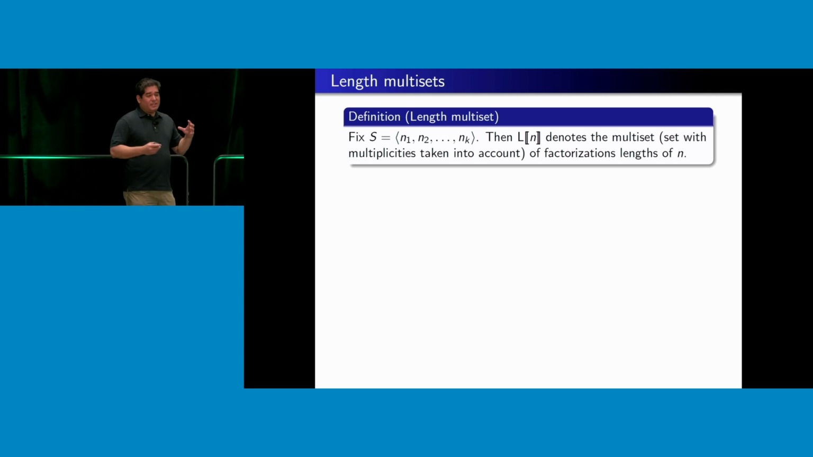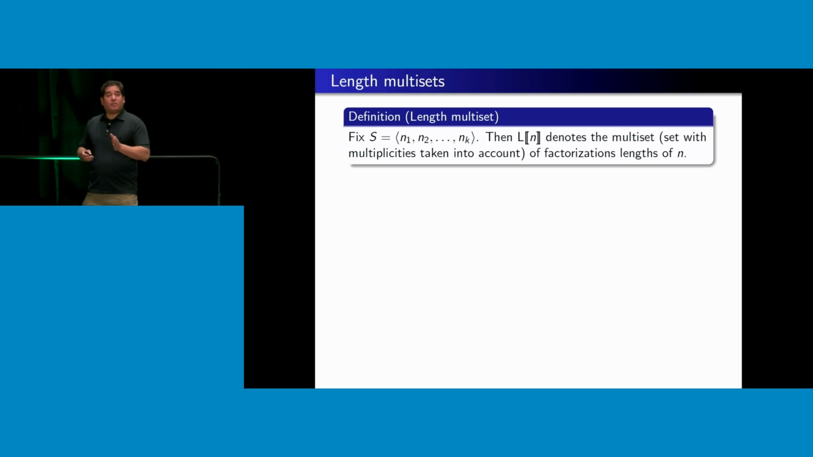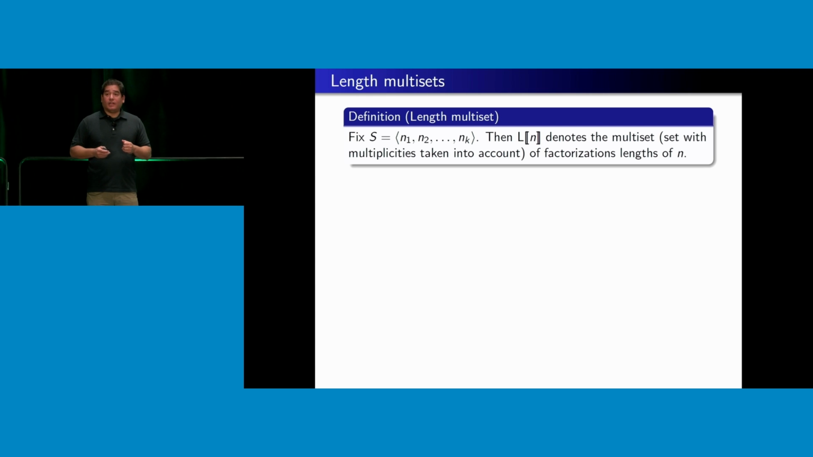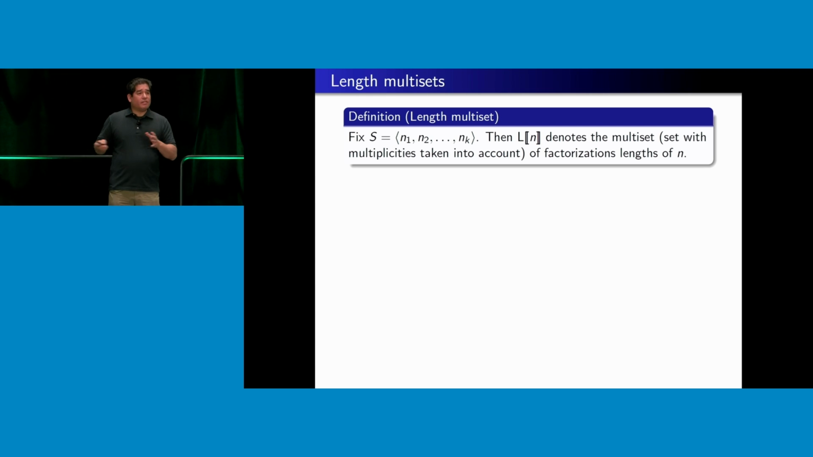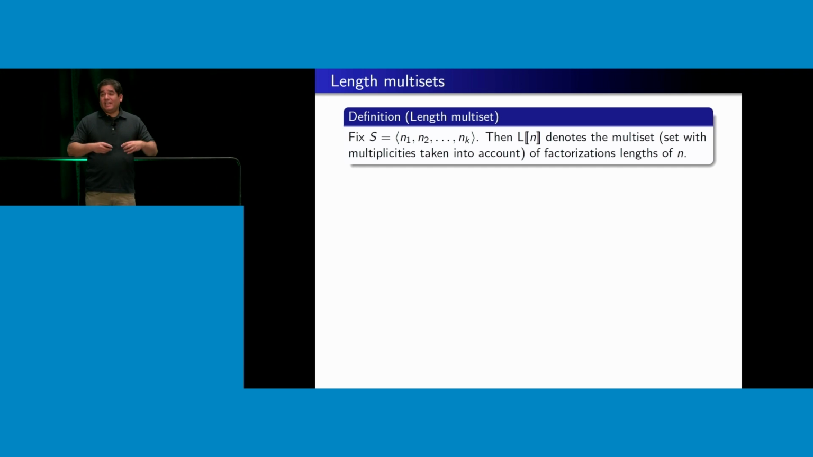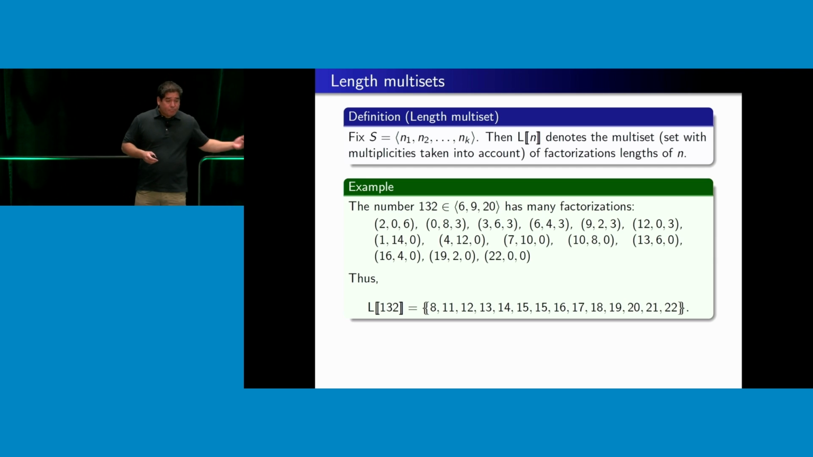So I'm going to need the notion of the length multiset. So I fix my numerical semigroup, and I know that every sufficiently large n can be fulfilled as a McNugget order, or a chicken nugget order. Right? So the question is, how many ways are there to do this? How much flexibility do I have? And I want to encode the associated factorization lengths in a multiset. So that is a set with multiplicities included.